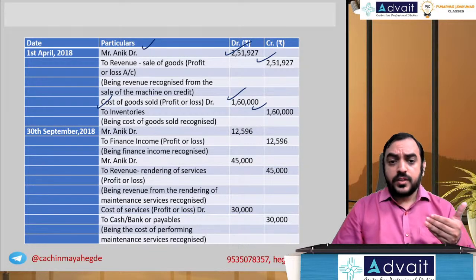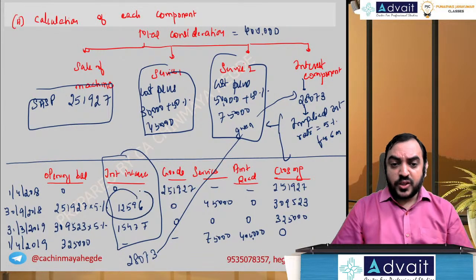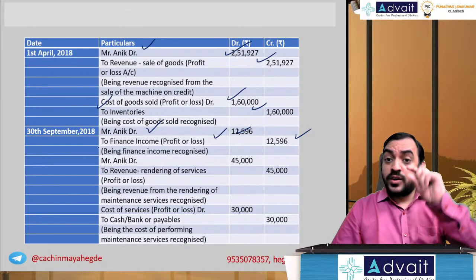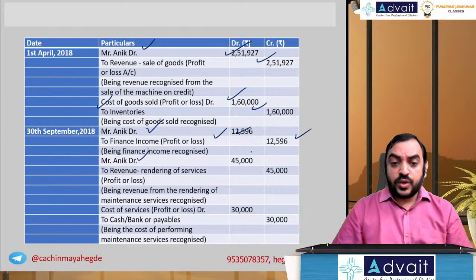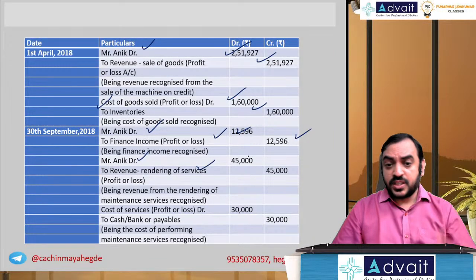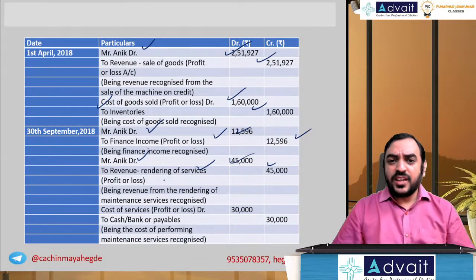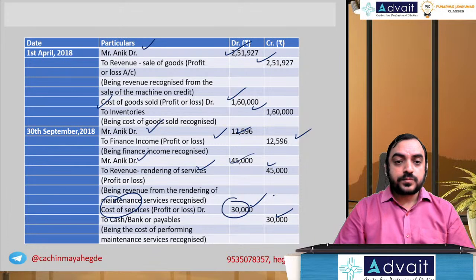On 30th of September, you are going to recognize interest income. We already calculated it here at 12,596. So debtor account to income 12,596. Then you recognize revenue towards the provision of services. Ankit account debit to revenue, rendering of services 45,000, first service. Cost of it, you can say to bank or you can say payable. So cost of services to cash, whatever the amount incurred, or to payable if you are yet to pay it.